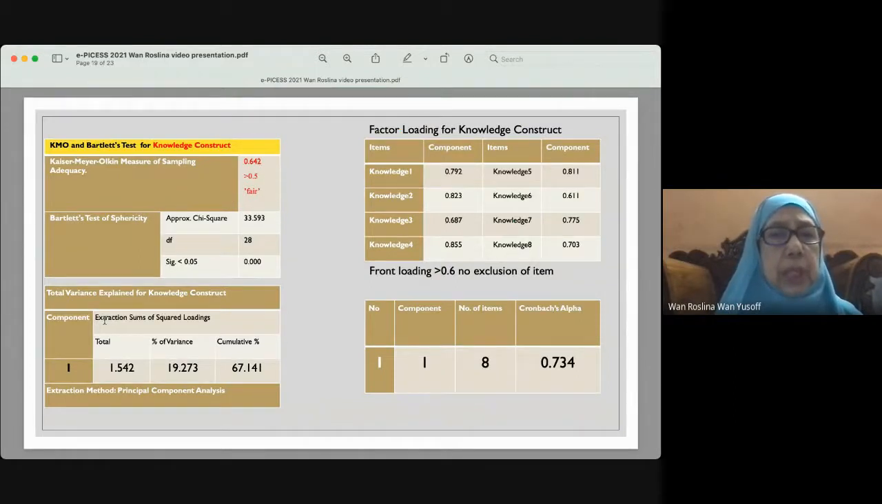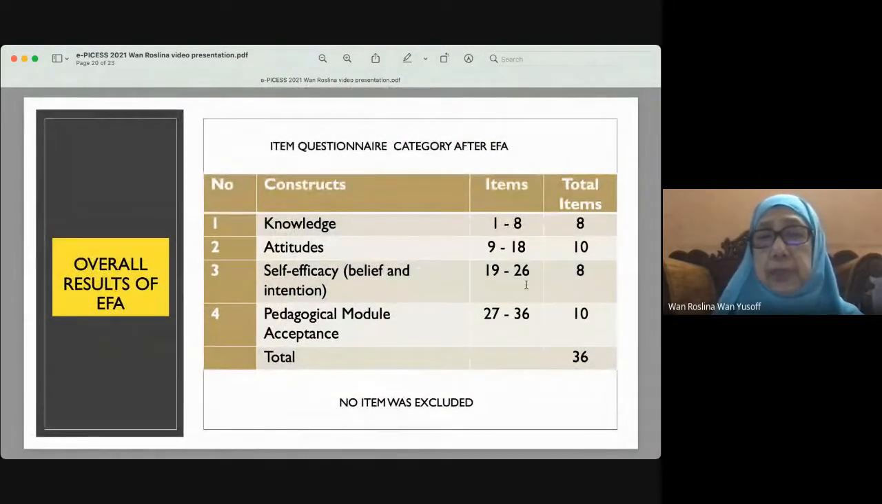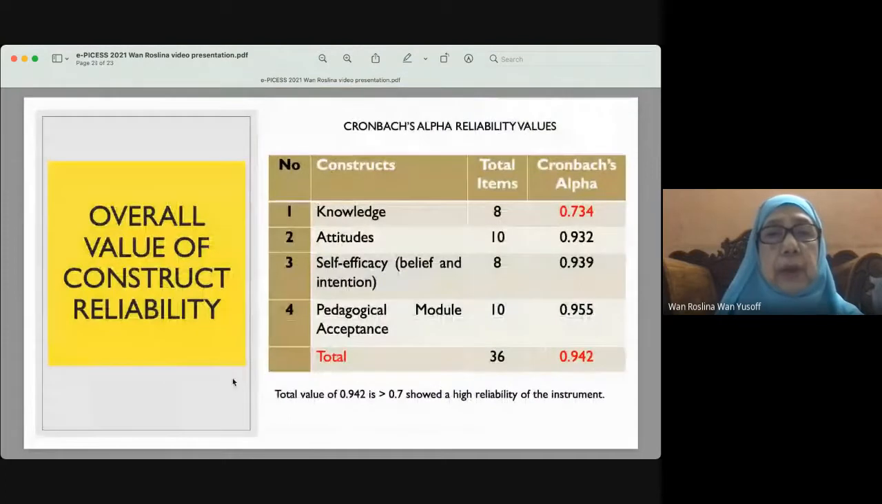And so we went to the total variance explained, with PCA as the extraction method. We found that there is only one component. Upon that, we checked the factor loadings to see whether all items are accepted. With loadings greater than 0.6, there were no excluded items. So we confirm that there is only one component for all these 8 items. The Cronbach's alpha value is 0.734. The overall results of EFA show that no item was excluded, and the overall construct reliability showed a very high reliability of 0.942.